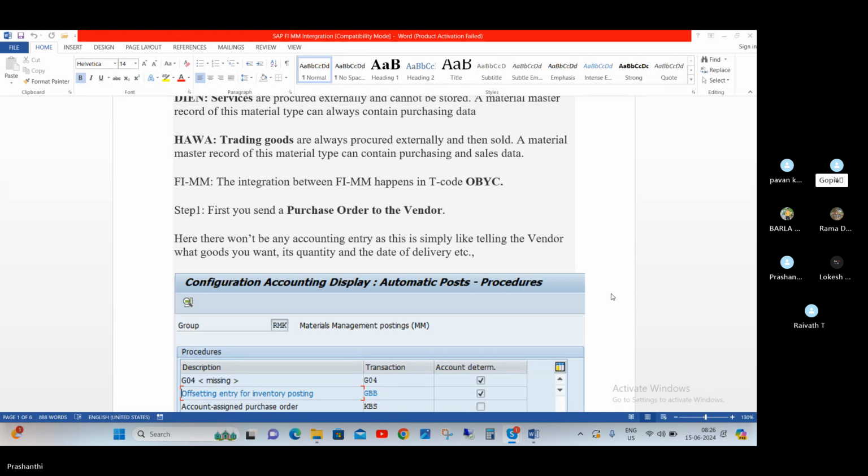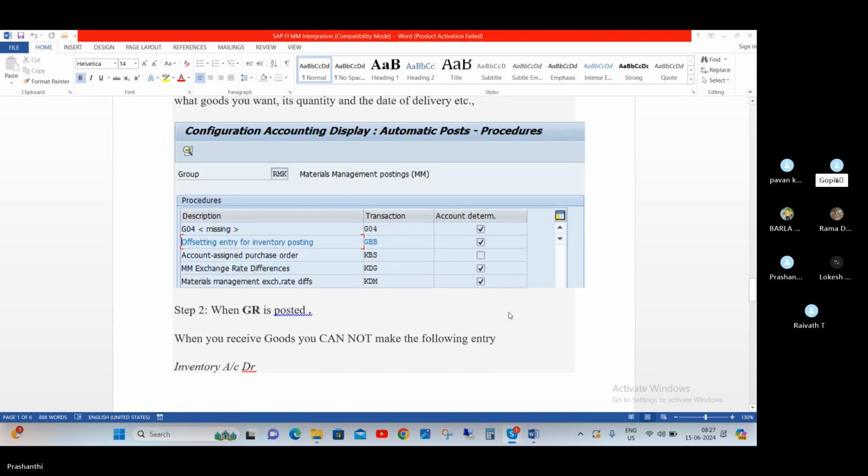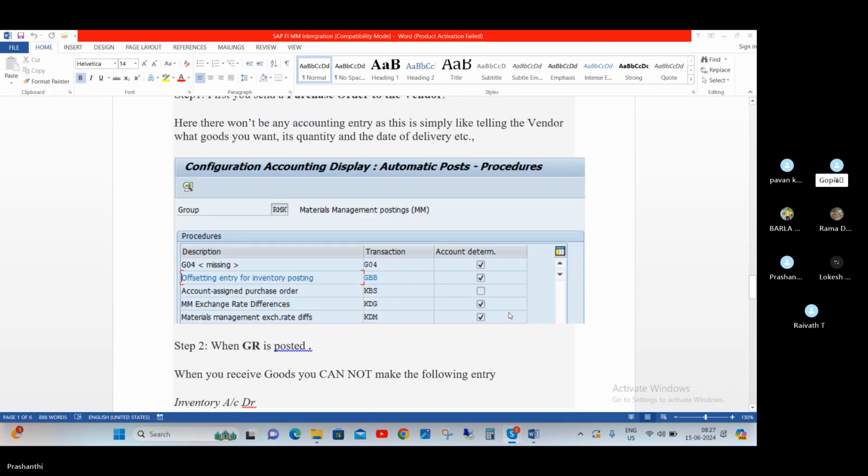The FI to MM integration starts with the OBYC settings, which we already discussed. First, you send your purchase order to the vendor, and there is no account entry. This is all we know about automatic account determination. These are the transaction keys that account determination will consider.